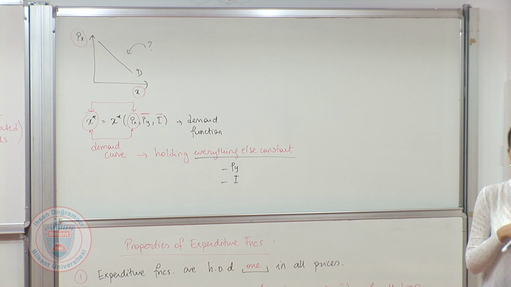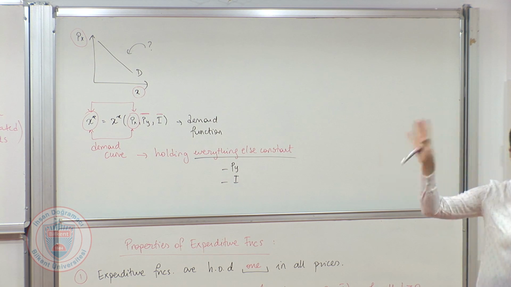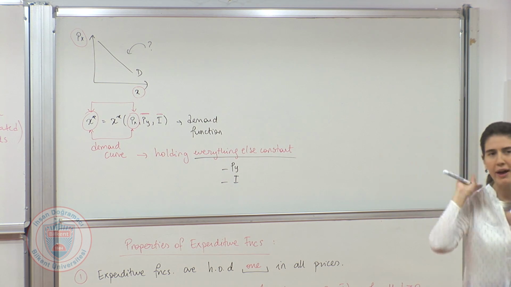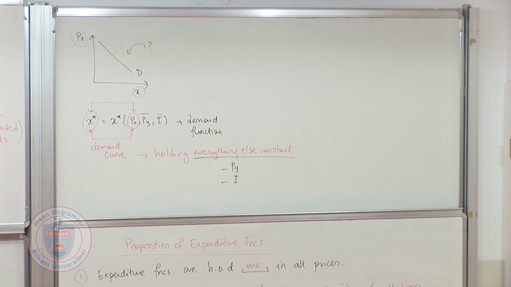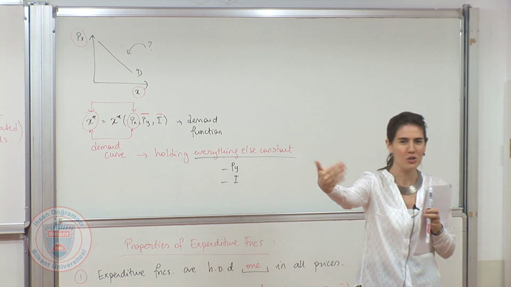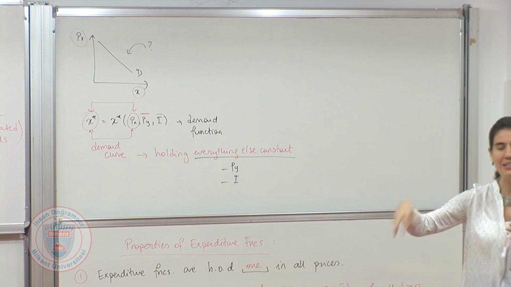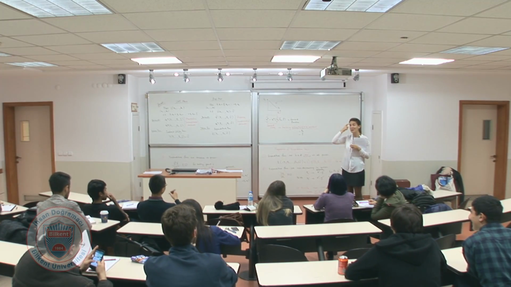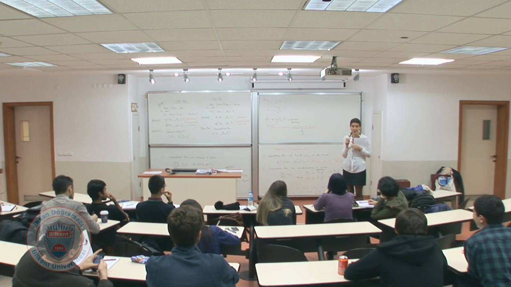Future expectations. Okay, so we have future expectations and such, but suppose in this case you don't have any expectations. So what else? We're also holding something else constant as well. Okay, so let's say there is no expectation. We hold everything constant, like expectations, but there is something else.